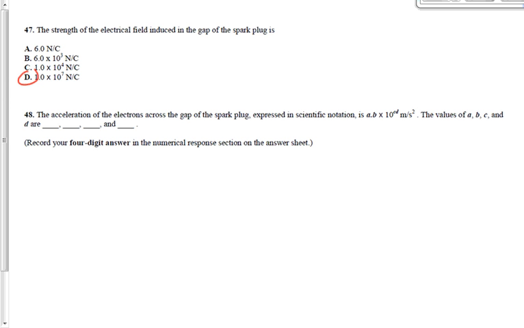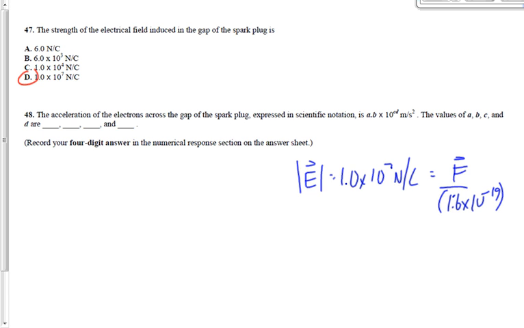All right, the second question says the acceleration of the electrons across the gap is what? Well, we have the electric field now. Its value is 1.0 times 10 to the 7 newtons per coulomb, or volts per meter, however you want to say it. And we know that the electron experiences that electric field, so let's set that equal to F over Q. But we're looking for the acceleration, not the force. Well, get the force first. Charge is going to be 1.6 times 10 to the minus 19. You take that up by multiplying. The force ends up being equal to 1.6 times 10 to the negative 12 newtons.